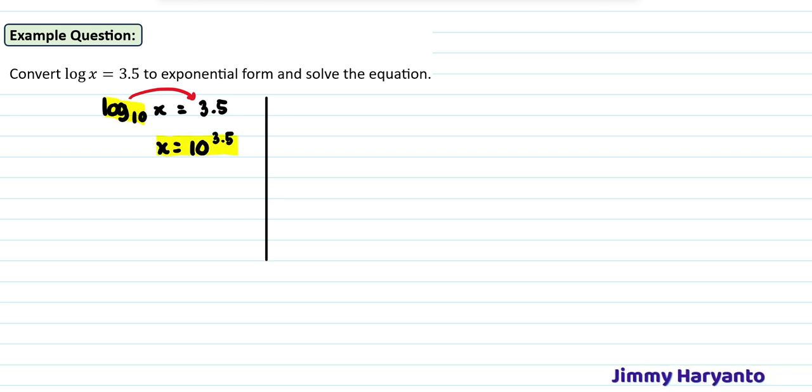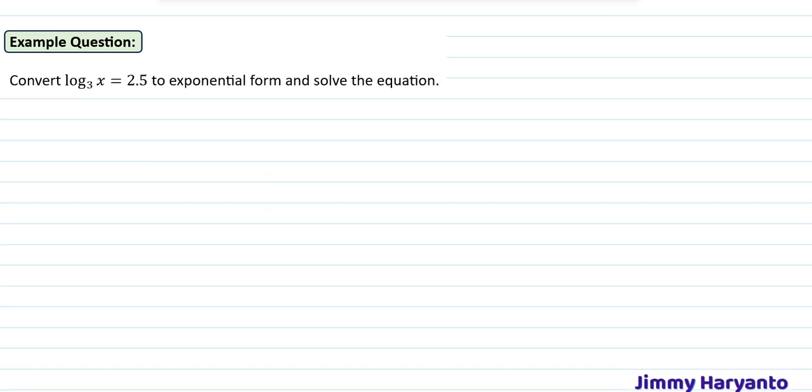We already have this, and then the question wants you to solve the equation. x equals 10 to the power of 3.5 equals 3162. So this is our solution.